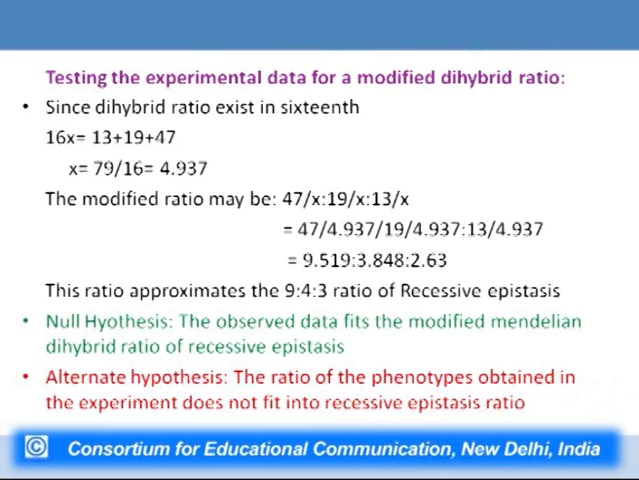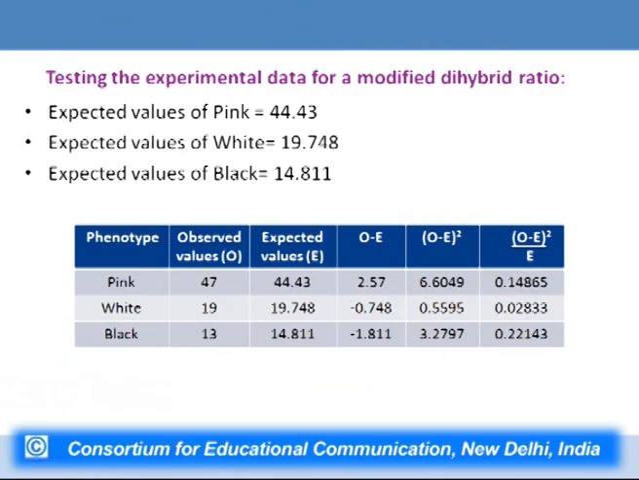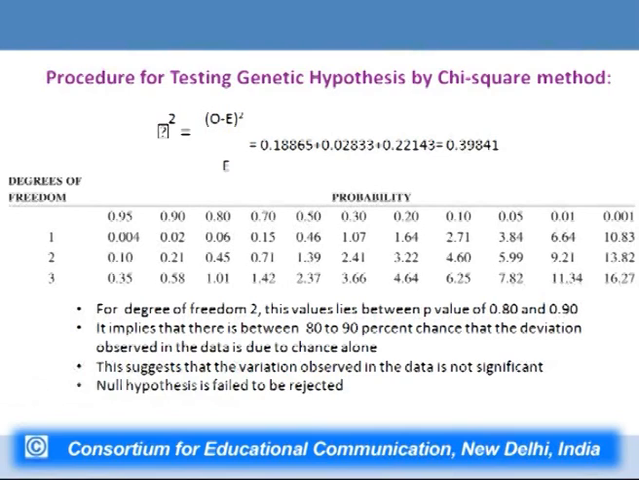Since we know that dihybrid ratios exist in sixteenths, we will sum up all the values and divide them by 16 to get the value of x. So, the different ratios which we obtain are 9.159, 3.8 and 2.63, which approximates the ratio of 9:4:3, which is that of recessive epistasis. So, the null hypothesis is that the data fits into recessive epistasis, and the alternate is that it does not fit. We carry out all the calculations and we find out that the values for pink, white and black are 0.14, 0.02 and 0.22, and the chi-square value is 0.39481.